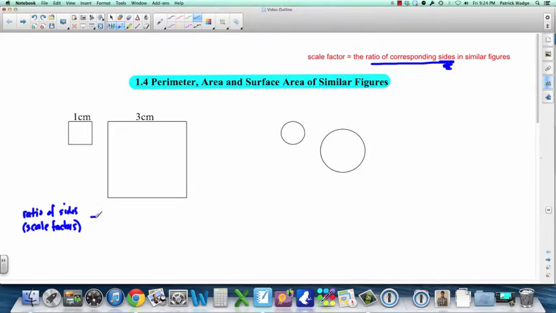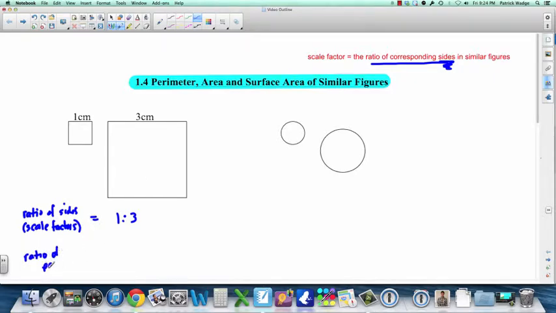Okay, so what's the ratio of sides? Well, I just did that. The ratio of sides is 3 to 1 or 1 to 3. It depends which one's the original and which one's the image. Let's just say 1 to 3. Let's pretend that this was the original. So 1 to 3.